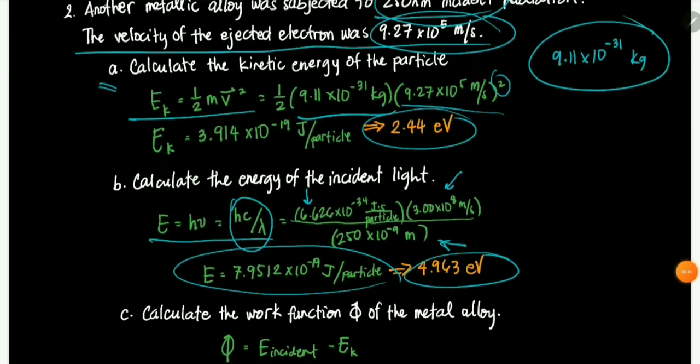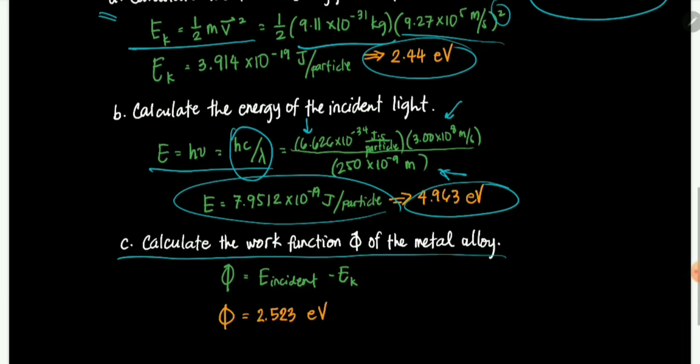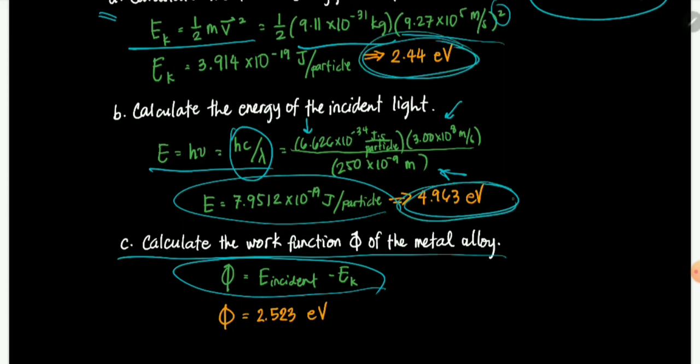So finally, for letter C, calculate the work function phi of the metal alloy. So ang gagawin lang natin dito, i-rearrange lang natin yung photoelectric effect equation para makuha natin yung work function. So phi is equal to the difference between the incident light and the kinetic energy of your ejected electron. So kapag sinubtract natin ang 2.44 from 4.963 electron volts, ang makukuha nating value ay 2.523 electron volts.